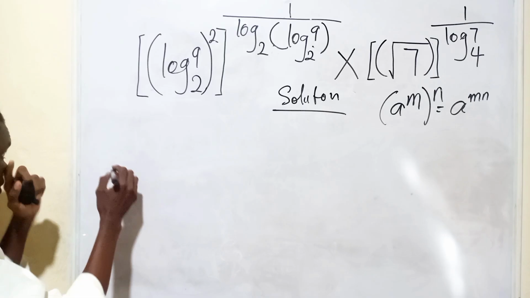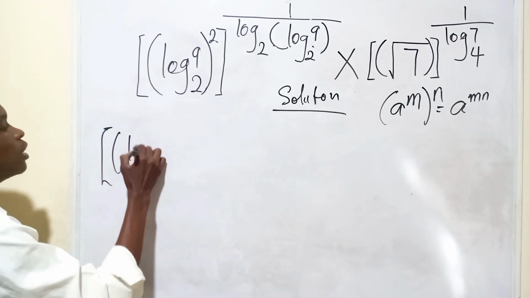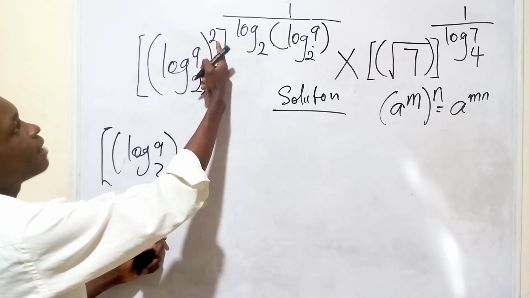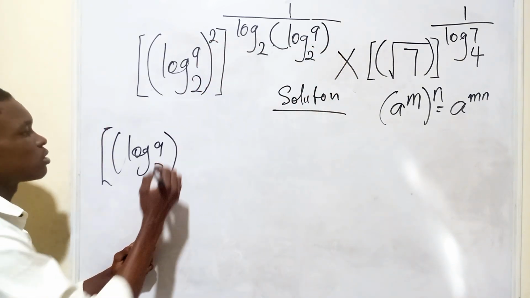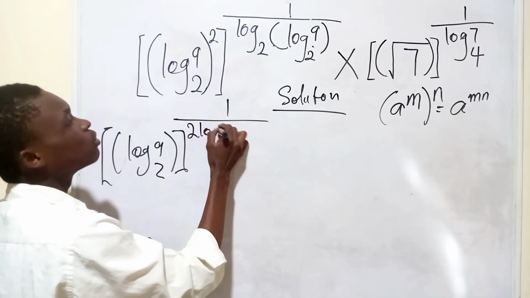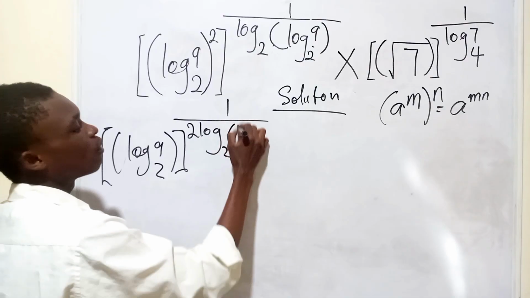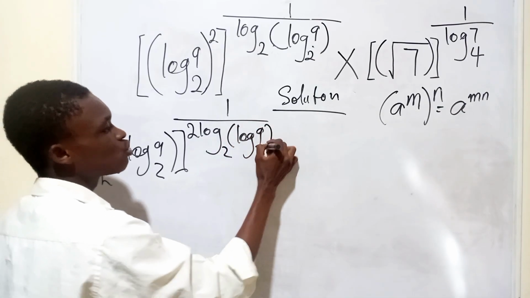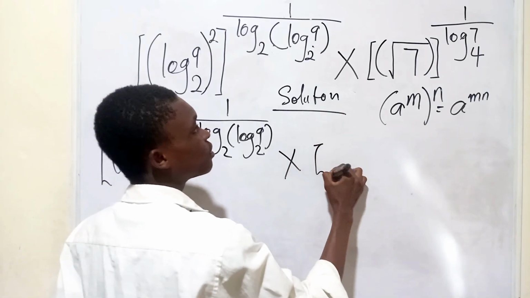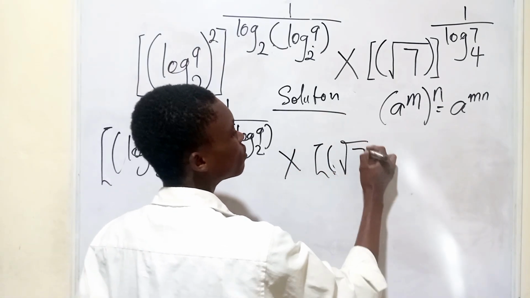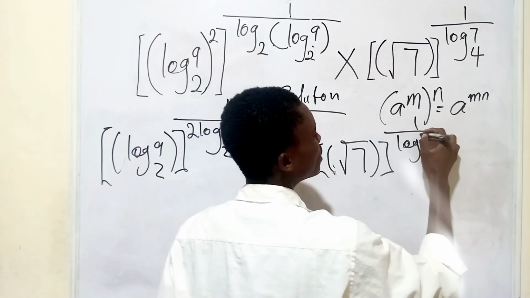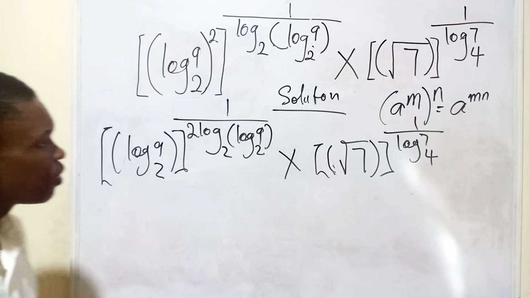That is, we'll have that this is just log₄ base 2, then 2 times the whole of this gives us what? This is giving us 1 by 2 log base 2 of log₄ base 2. So since we have multiplied the two together, times the square root of 7 raised to the power of 1 by log 7 base 4. All right, so what next?